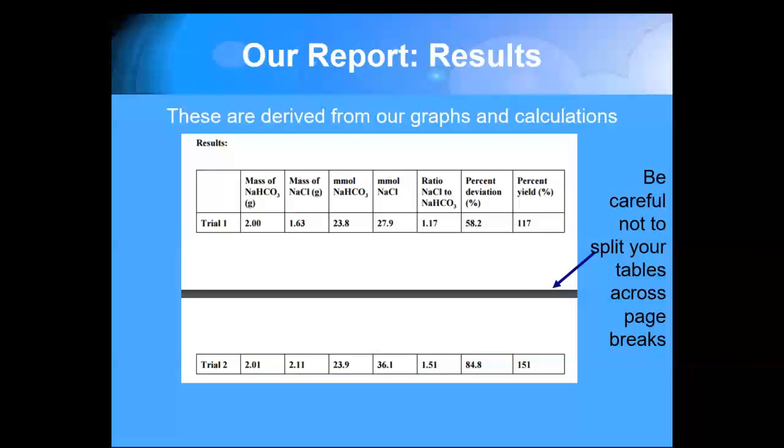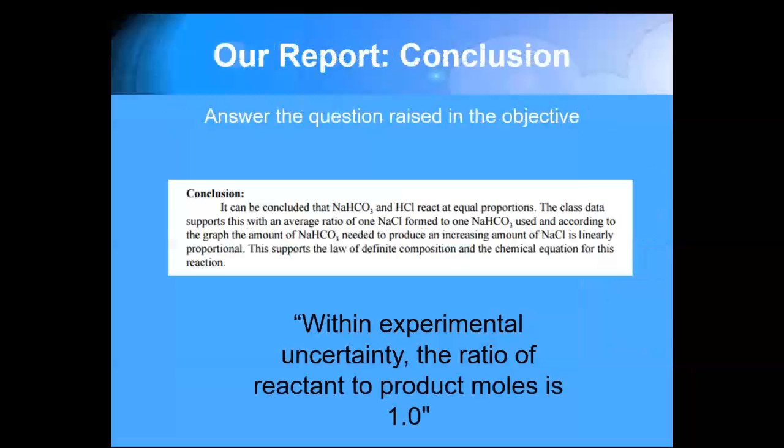Here are the results, and you can see how that's reported with the units up in the heading. And be careful not to split your tables across page breaks as he did here. The conclusion answers the question raised in the objective. You might want to just read this carefully and see what the conclusion was and that it fits our description of good conclusions. And I added what you see at the bottom. Within experimental uncertainty, the ratio of reactant to product moles is 1.0.